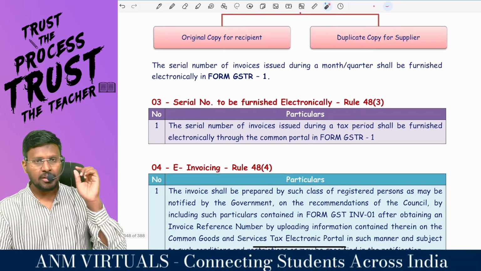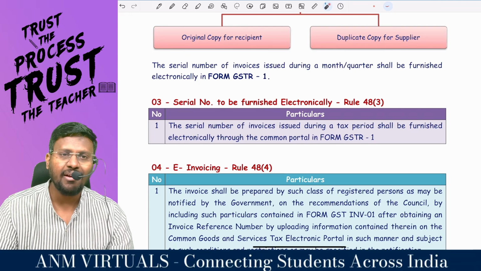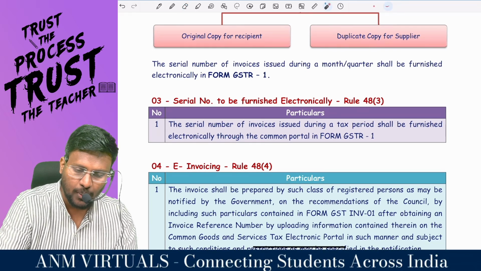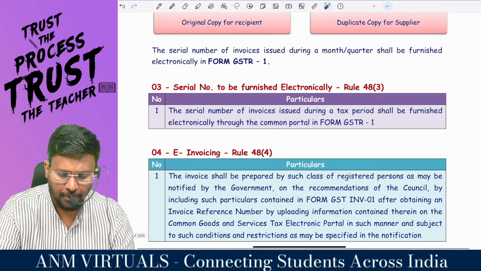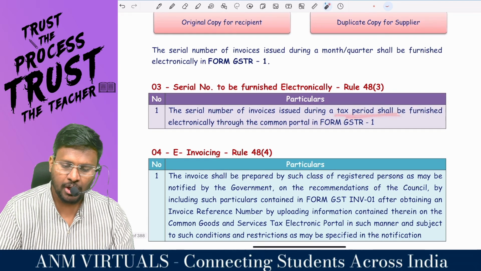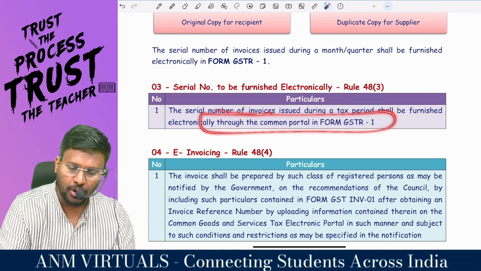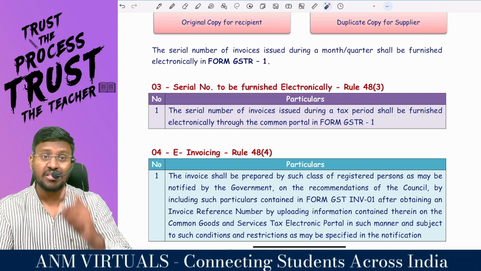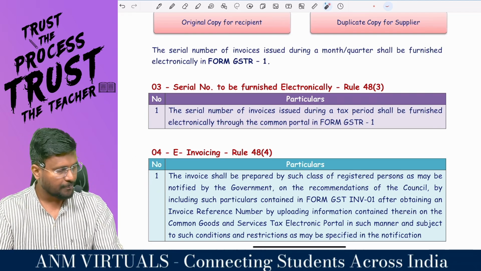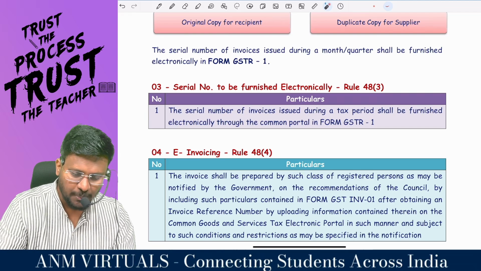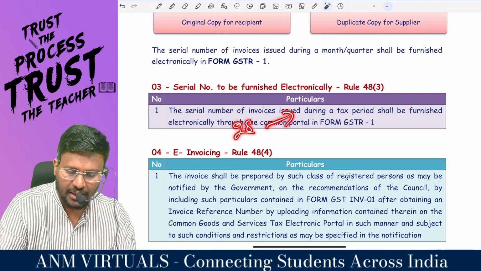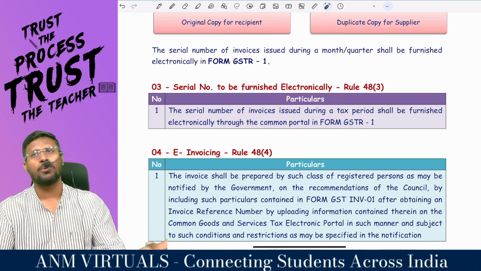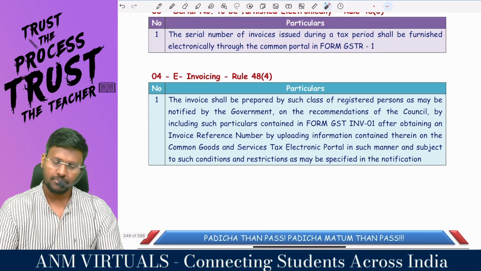Both serial numbers have to be updated in GSTR1, which is what supply? Outward supply. Serial number to be furnished how? Electronically. The serial number of invoices issued during a tax period shall be furnished electronically through the common portal in form GSTR1. When you are uploading form GSTR1, which is outward supply, from the returns chapter, the serial number, for example, for this month, from invoice number 28 to invoice number 56, I have issued. Like that, the serial number has to be uploaded in GSTR.